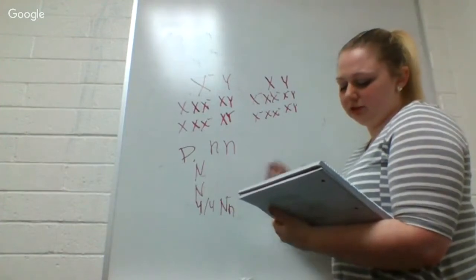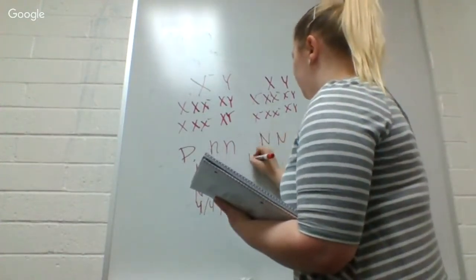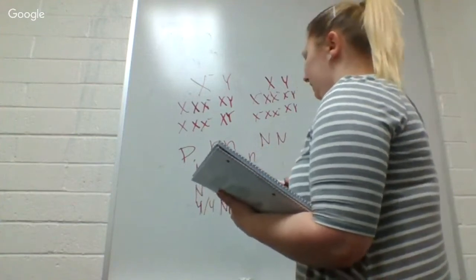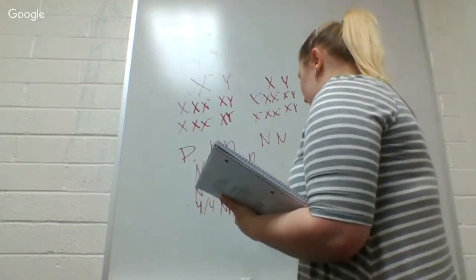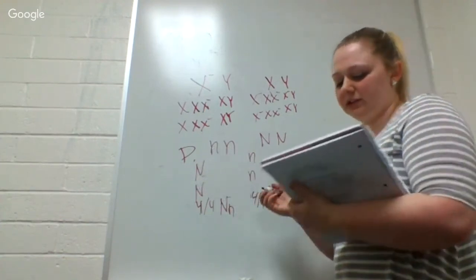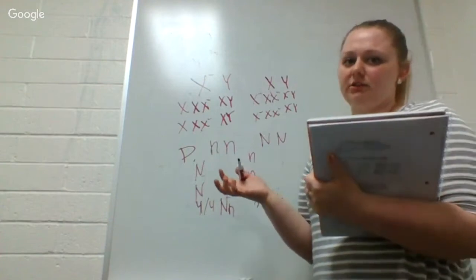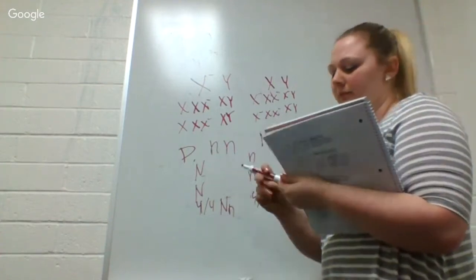And then if we do the reciprocal of that, having the male be dominant and the female being recessive, we're going to get the exact same thing. We're going to get 4 out of 4 big N, little n. Because of that, we can see that it proves the fact that it's autosomal, because we're getting the same thing for both of them.